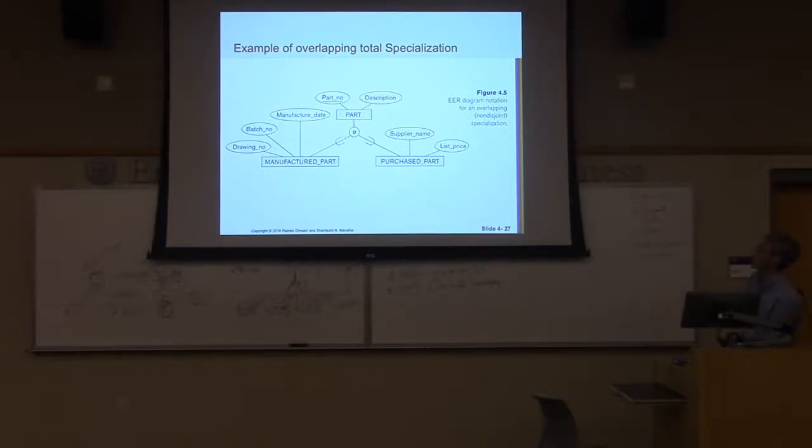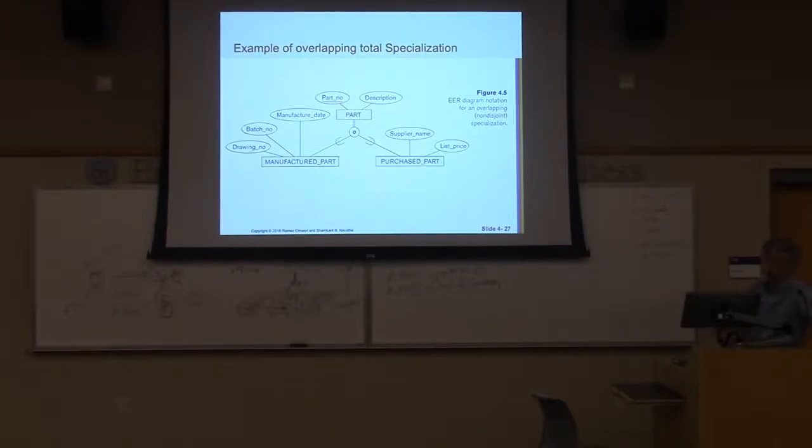What is the social security number of the purchased part? Not social security. Key attribute. What is the key attribute of the purchased part? Part number. Here, part number. And what about this one? Does it have the description attribute? The manufactured part has the description? Yes. All attributes of the superclass will be inherited by this one.